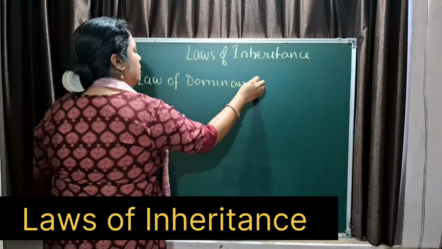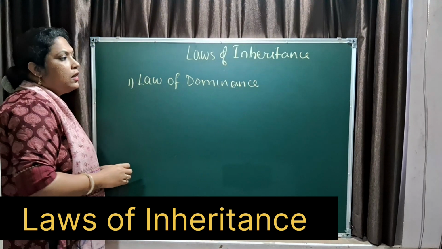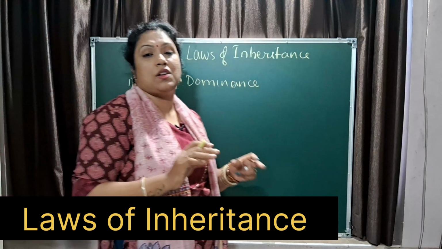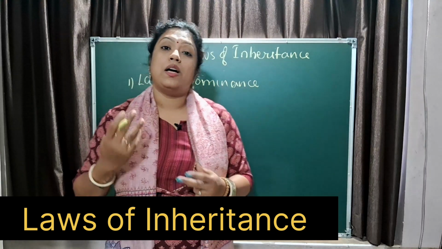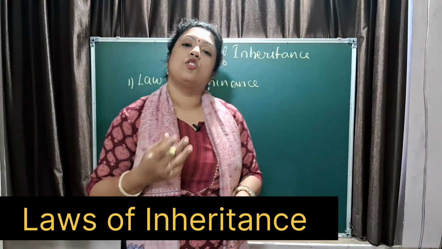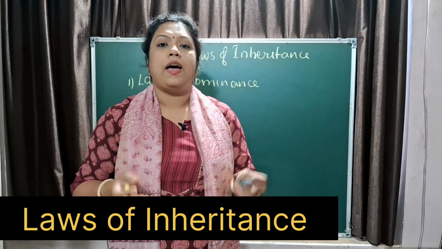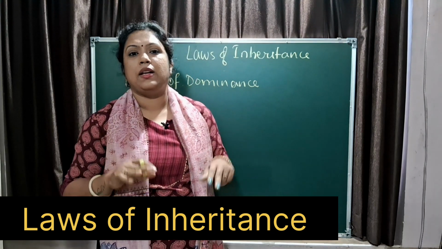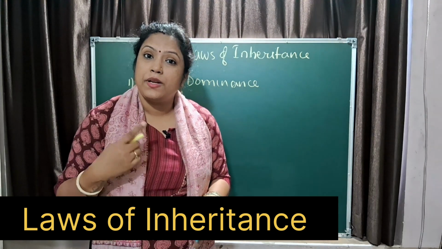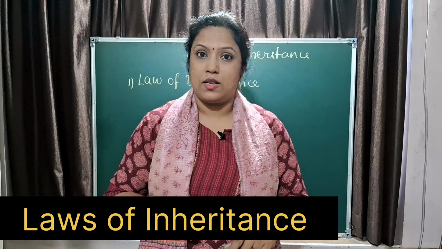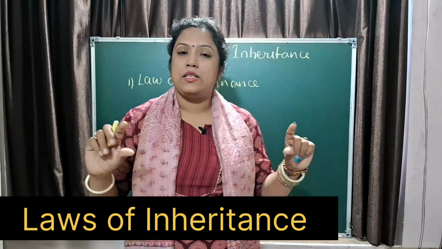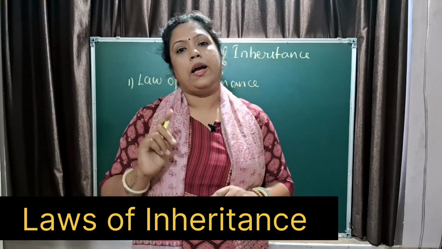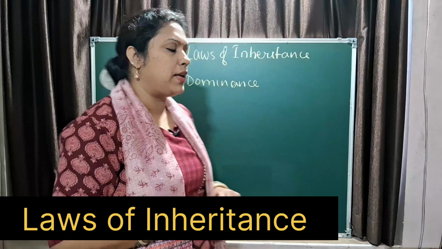Now law of dominance states that out of the 2 contrasting forms or alleles, the one which is dominant will express itself and the one which is recessive will remain suppressed or will be expressed only in a homozygous condition. Is that clear? I will give you the complete statement of the law in the description. Kindly go for the same, okay, for the exams.